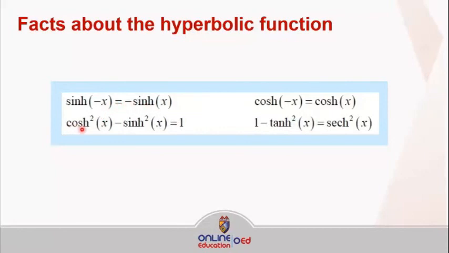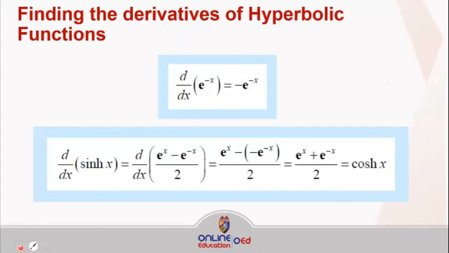And for the cosh squared x minus sinh squared x, it is equal to 1. So this is also like the formula we had earlier, where cosine squared x plus sine squared x is equal to 1. And for the cosh of negative x, we have cosh x lang siya. And for the tangent, 1 minus tanh squared x is equal lang siya sa sech squared x. So those are the formulas for the hyperbolic functions.